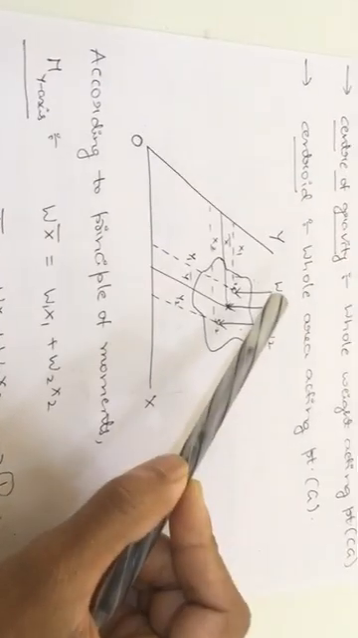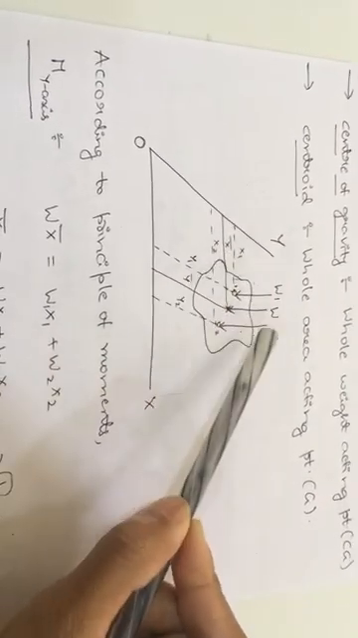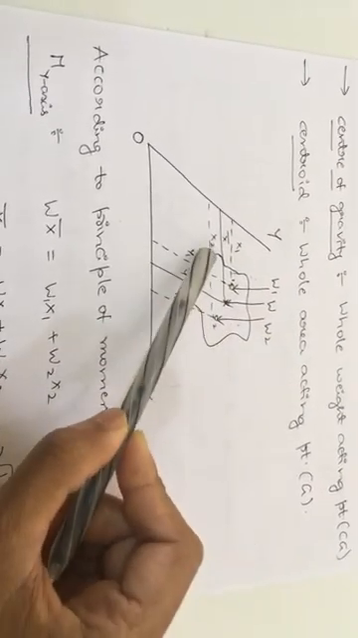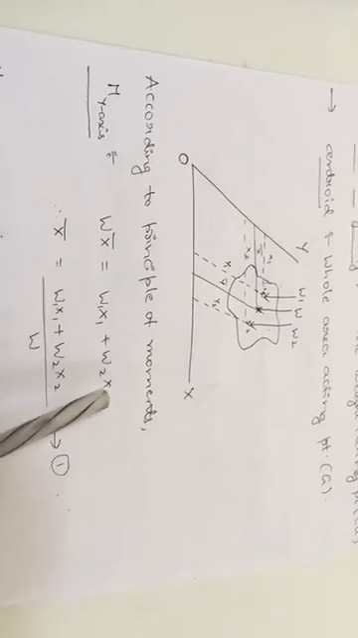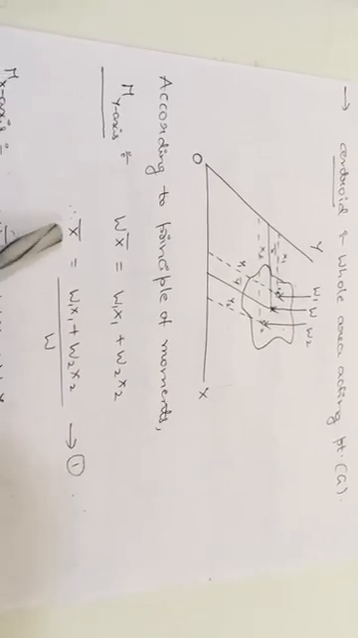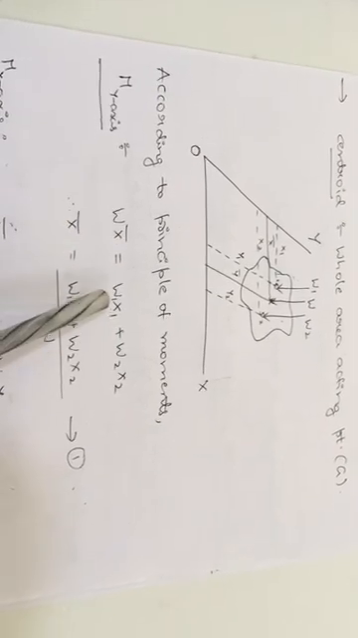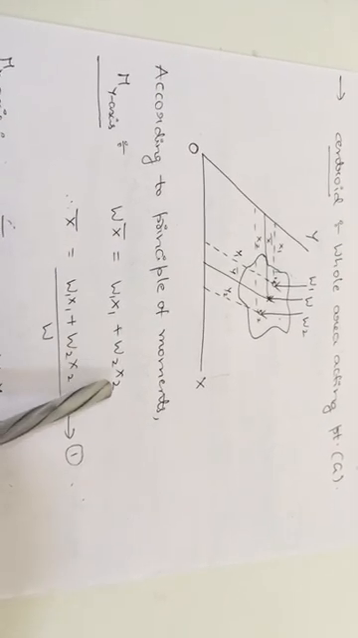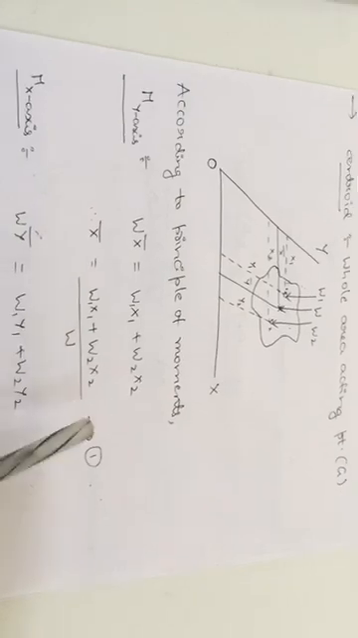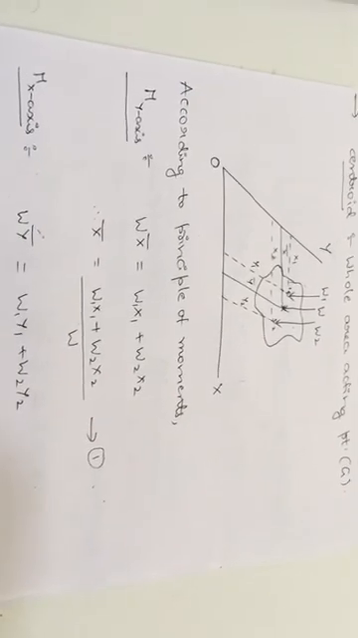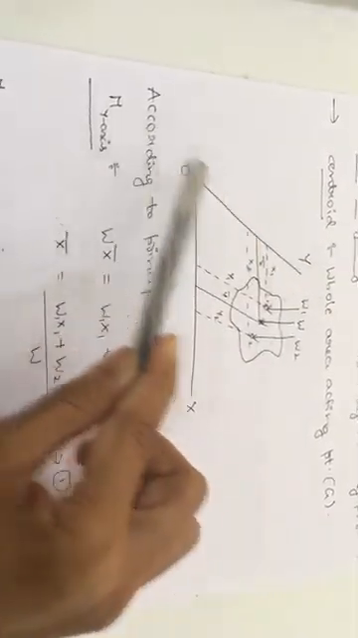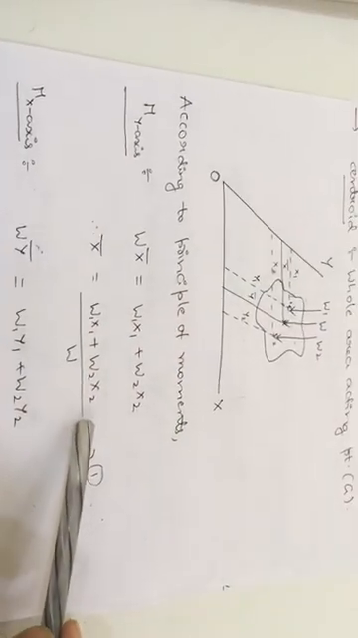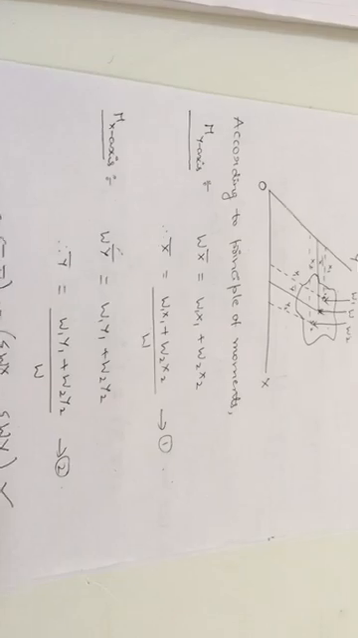That resultant moment is equal to the sum of the individual moments, so W1 into x1 plus W2 into x2. From this, make x bar the subject. So x bar is equal to (W1 x1 plus W2 x2) by W. From this you will get the x bar value, the x bar distance of that center of gravity with respect to the y-axis. Now do the same procedure for y bar.